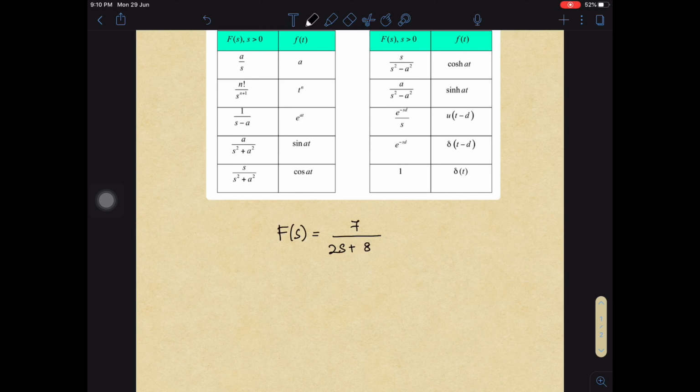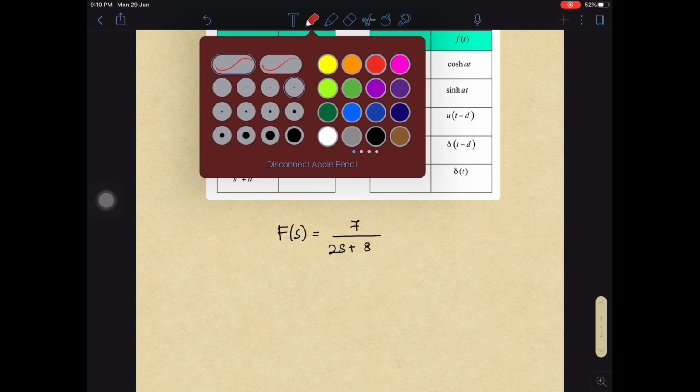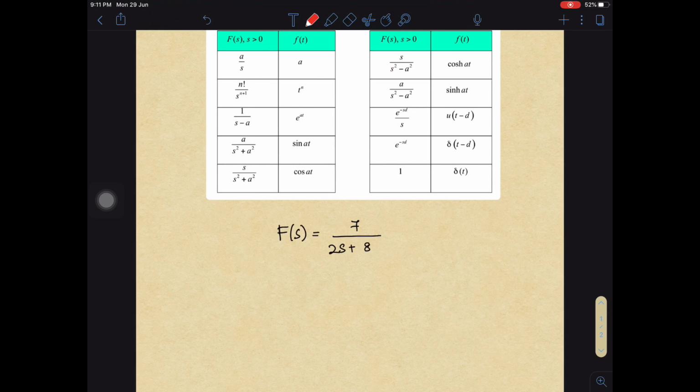F(s) equal to 7 over 2s plus 8. Okay, we want to find the inverse Laplace transform of this one to get what is the f(t). So you need to see the denominator. Here in the denominator you have s to the power of 1, together with a constant. So when you have this kind of function, you can see that it's closer to the form of e to the power of at. But what you can notice here is that your s in this function cannot have a coefficient, or the coefficient is equal to 1.